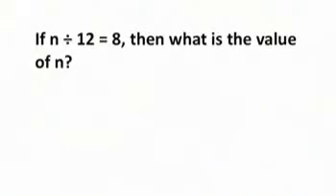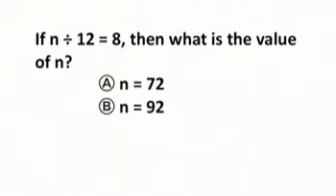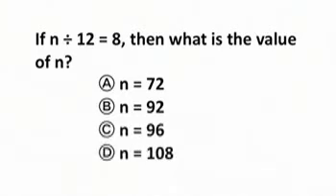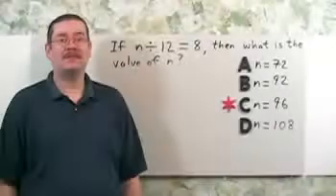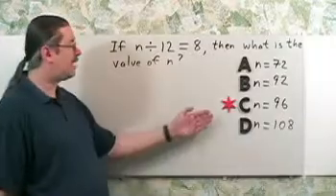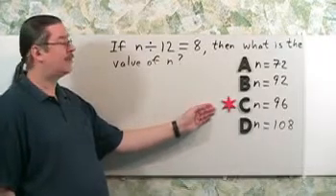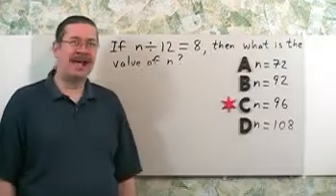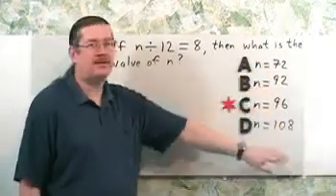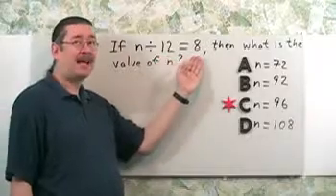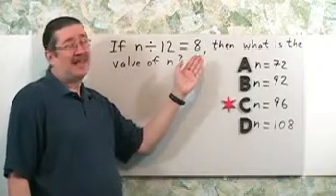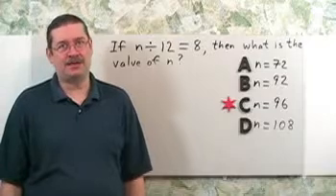If n divided by 12 equals 8, then what is the value of n? N is going to be 96, which is answer C. Now to get this, some students would actually just grab each of these values, divide by 12, and see if they get 8. Well, that would work, but it's tedious and time consuming.